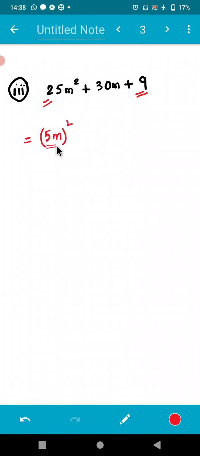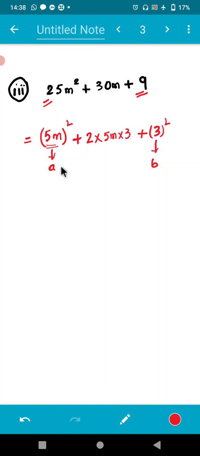So this whole thing we will consider as a. Now we'll give plus sign, again we'll leave some gap, then again we'll put plus sign. Now 9, how to convert this 9 into the b square form? That is 3 square. Now this time 3 will be considered as b. Now in between this, what we have to write? 2 into a into b. 2 into a means what? A means 5m. So in place of a, we will write 5m, and in place of b, we will write 3.